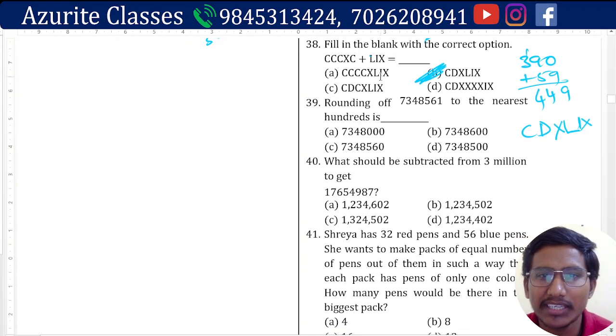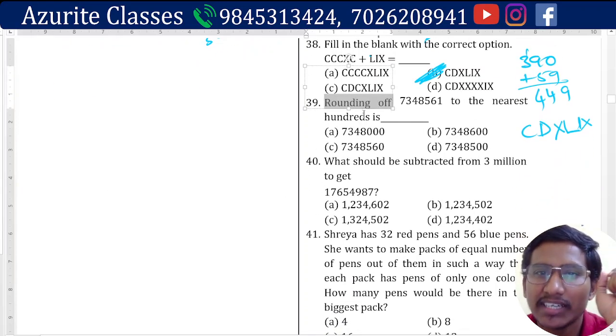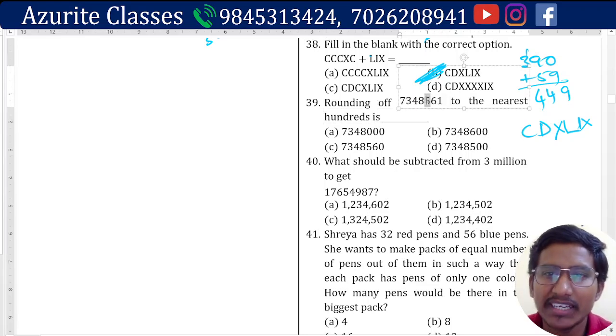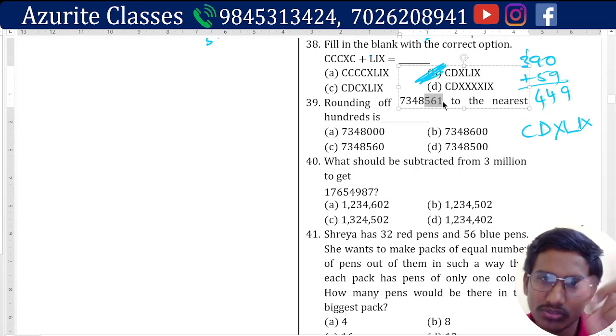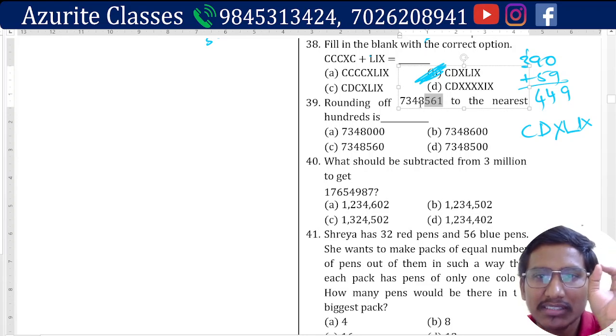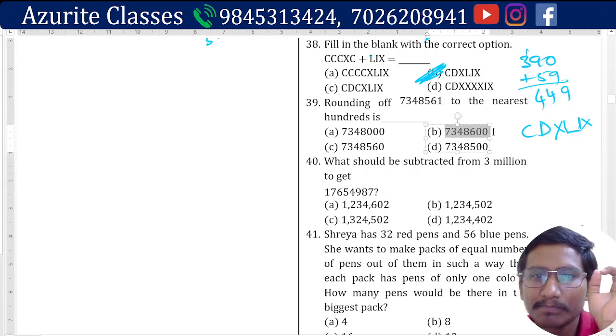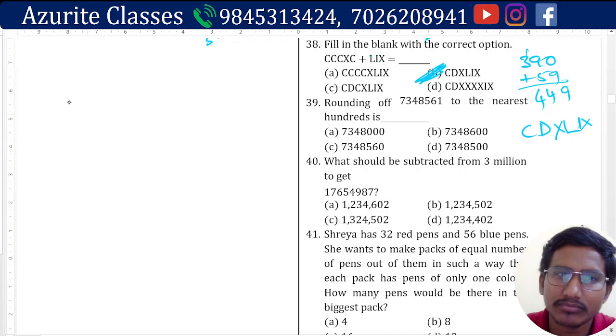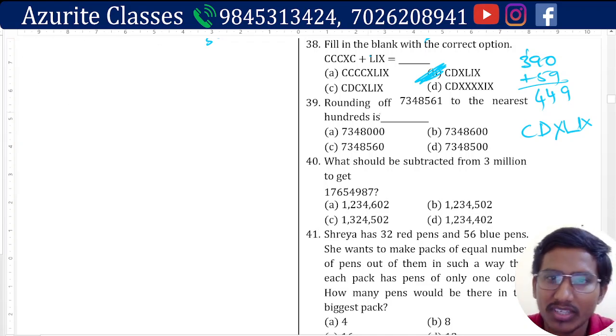Okay, now 39, rounding off this much to the nearest 100. If you round off to the nearest 100, it is very easy. 561 is more than 550, so 500 will become 600. So 600 means the answer is option B here. So 39 will be option B.